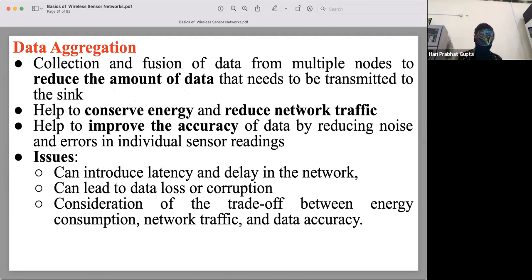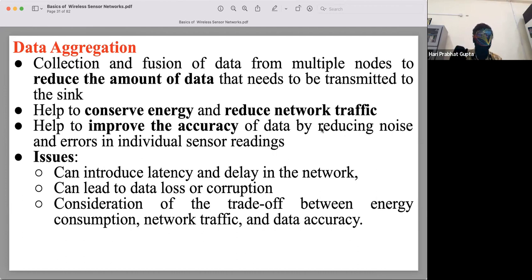So here we can say it helps to conserve energy and reduce network traffic, because the data size is reduced, so network traffic automatically goes down. And it helps to improve the accuracy. That is very interesting. Sometimes we say that reducing the data means you lose information. But reducing the data also sometimes helps to improve the accuracy. Why? Because it reduces the noise. When you transmit the data in a wireless manner, definitely noise comes into the picture. If there is 20% or 30% noise, say for example, if you transmit 10 data, then 2 or 3 data are noisy. If you transmit less data, then noise is less.